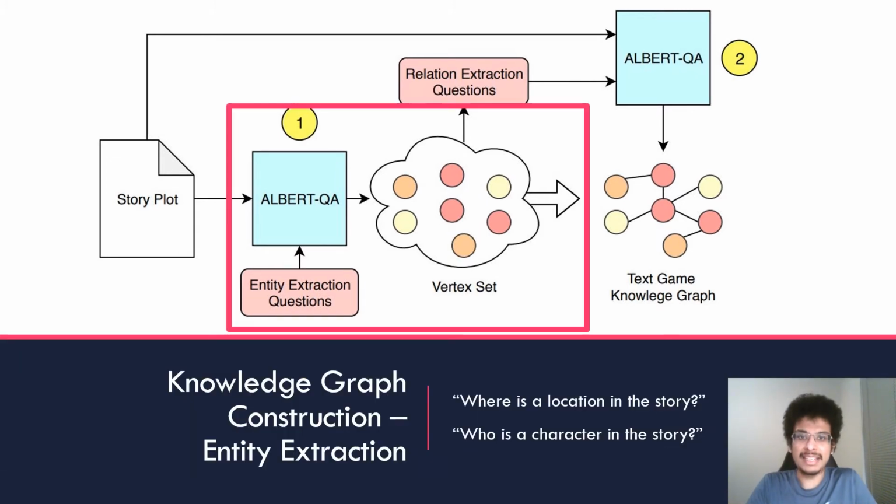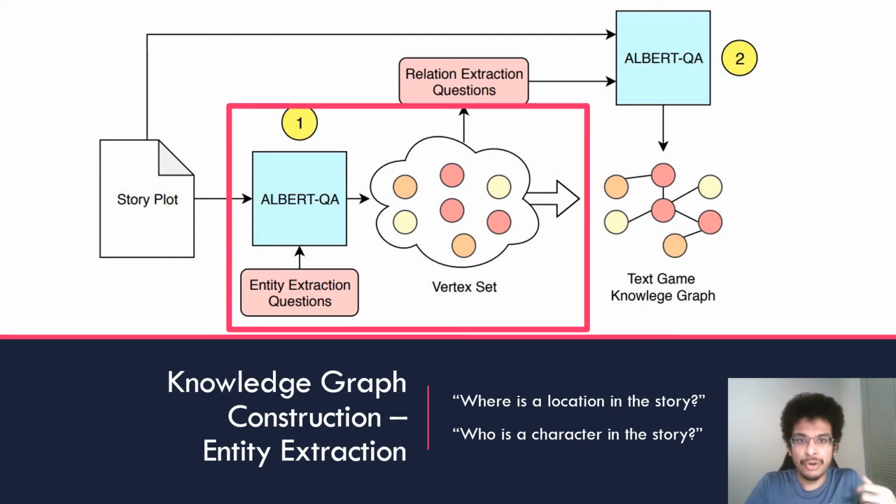The first step is to extract a set of entities. These entities are graph vertices from the stories. Specifically, we're looking to extract information regarding characters, locations, and objects in the story. Our method does this by iteratively asking the question answering model a question with the story as the context, and then masking out the most likely answer outputted at every step. Some of the questions that we asked the model are seen on the screen here. So, what's a character in the story, where's a location, things like that.